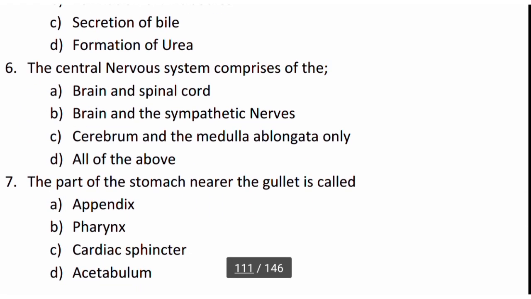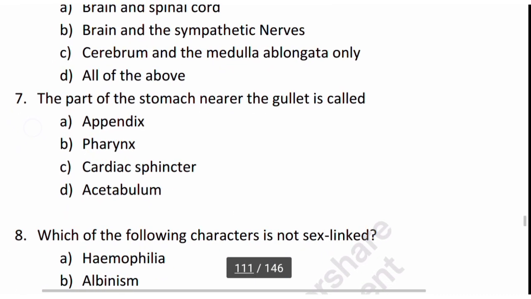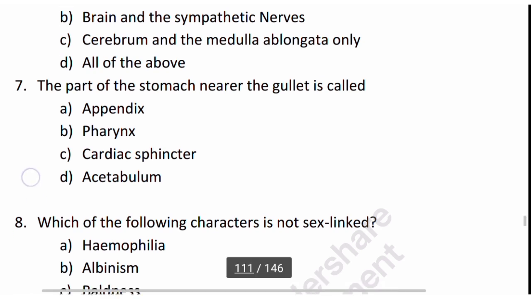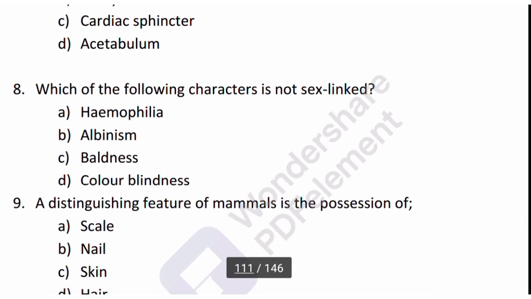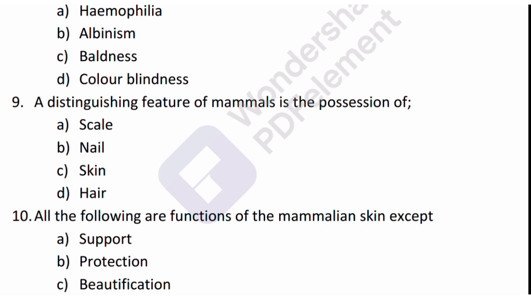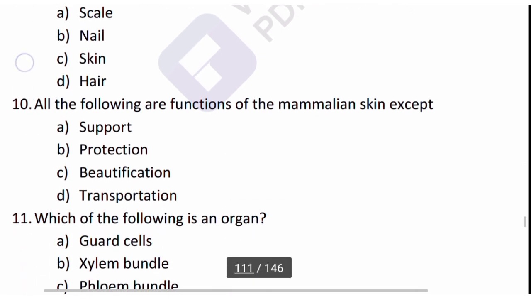The central nervous system comprises what we call the brain and the spinal cord. The part of the stomach nearer to the gullet is called the cardiac sphincter. Okay, cardiac sphincter. Which of the following characters is not sex linked? The only one that is not sex linked is albinism. That's option B. A distinguishing feature of mammals is possession of hair. Mammals are known to possess hair.